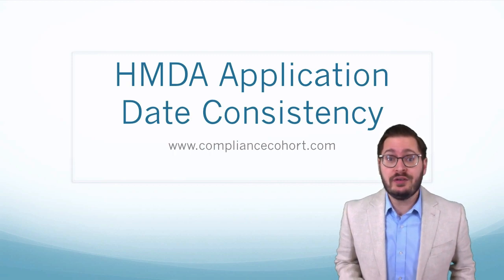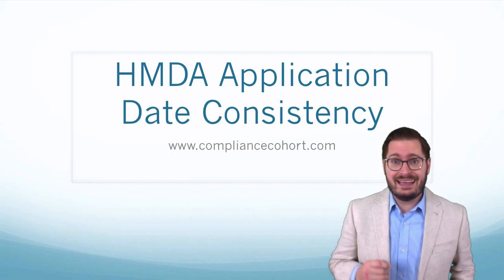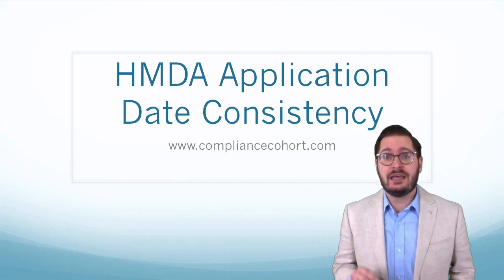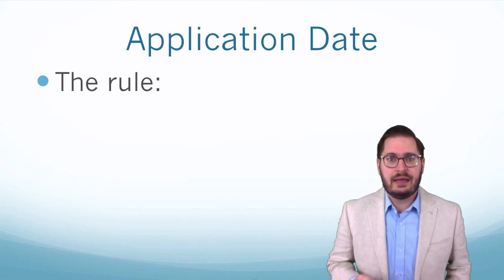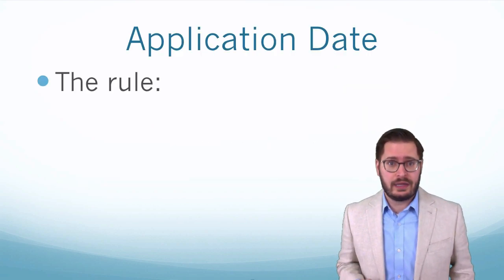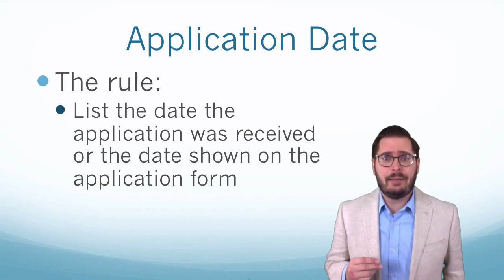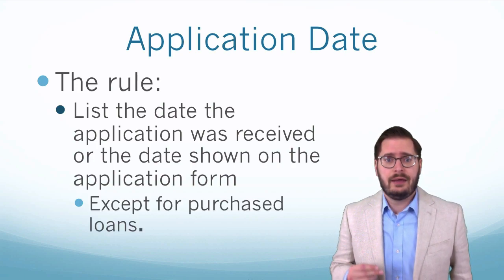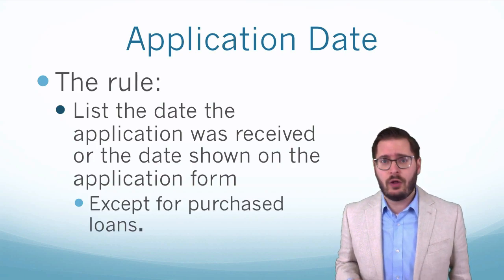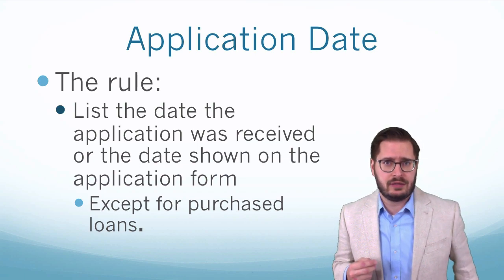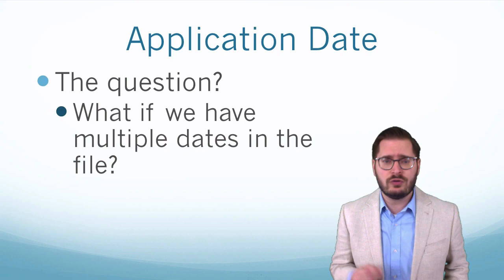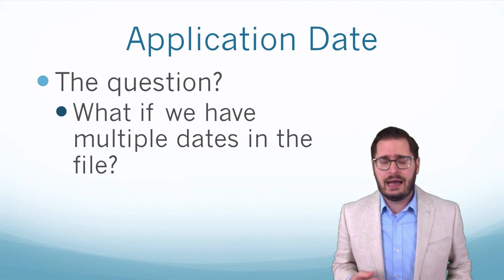This compliance clip is going to focus on the application date and consistency in the application date under the Home Mortgage Disclosure Act. So this clip applies to HMDA reporters. Now, the rule for application date reporting says to list the date the application was received or the date shown on the application form. Now, that's except for purchased loans, but all other loans you would list the date the application was received or the date shown on the application form. So we have two options. Now, the question becomes, what if we have multiple dates in the file? How do we approach this?